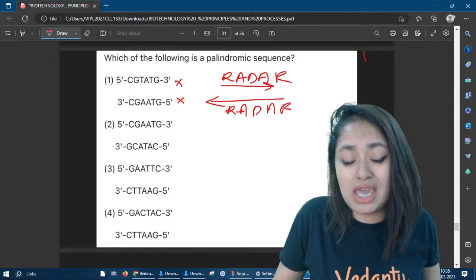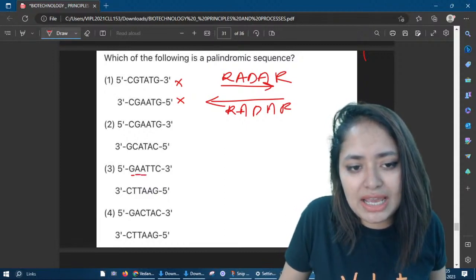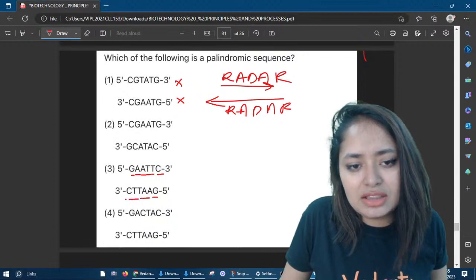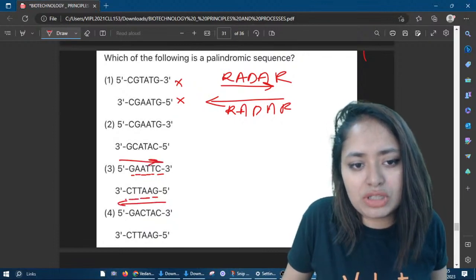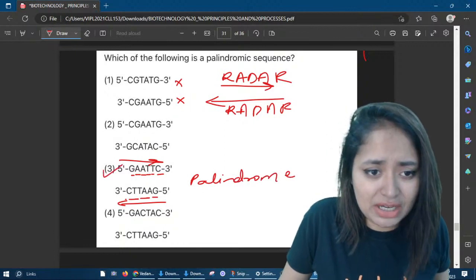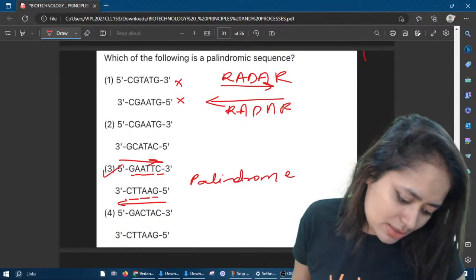So here, we are saying that if you read G-A-A-T-T-C in one direction, you are reading G-A-A-T-T-C in the other direction. Both are read the same. It is a palindrome. You guys have given the correct answer. Option C is the correct answer.